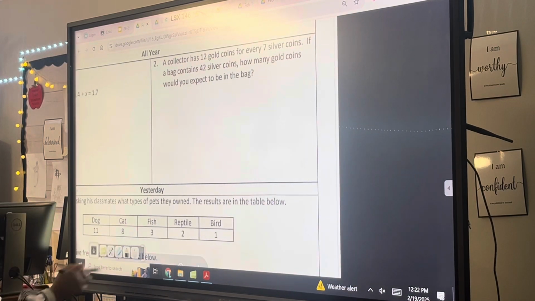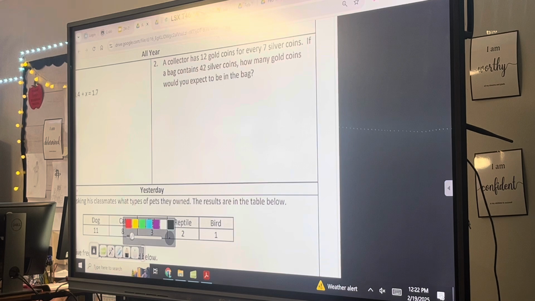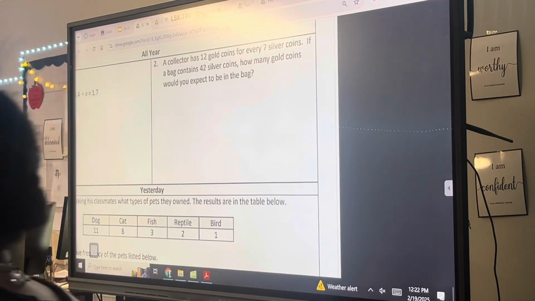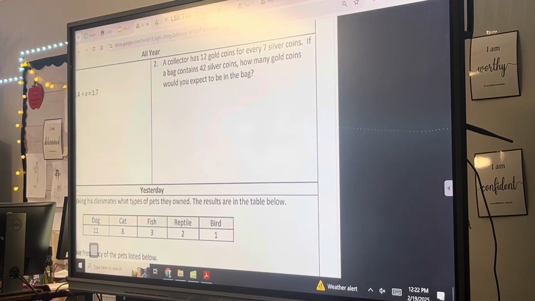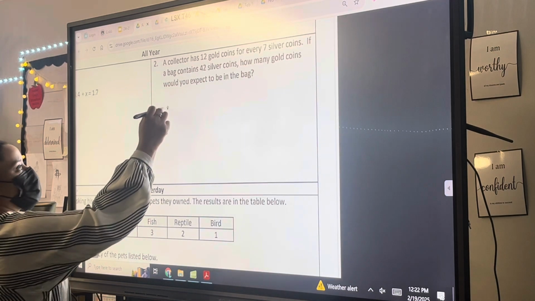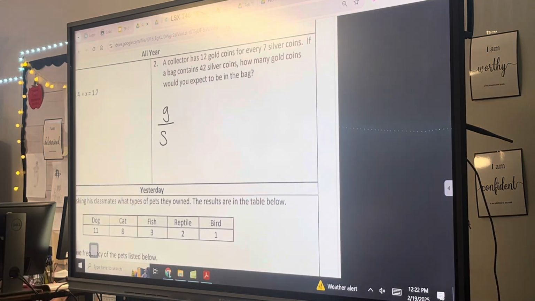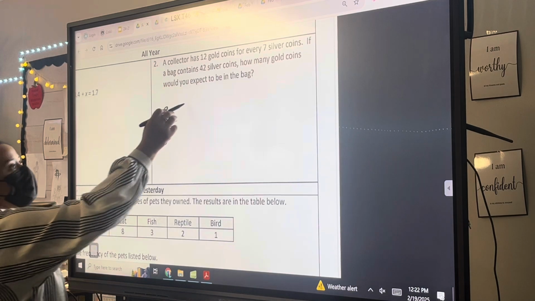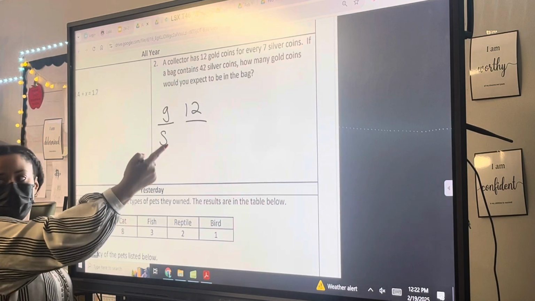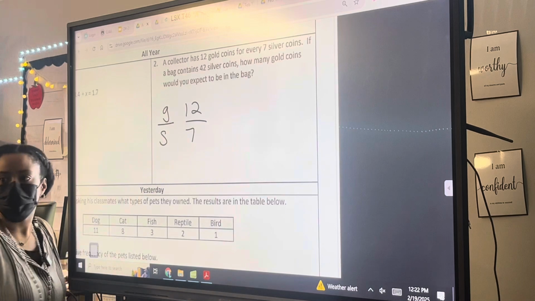It says a collector has 12 gold coins. What kind of coins? 12, what kind of coins? Gold. For every 7, what kind of coins? Silver. So what are the two things that we're talking about? Gold and silver. So this is our this over that, ratios. So gold over silver, write this down. How many gold? 12. So we're going to put that 12 gold. Our gold goes with the gold, silver with the silver, and then 7 silver.